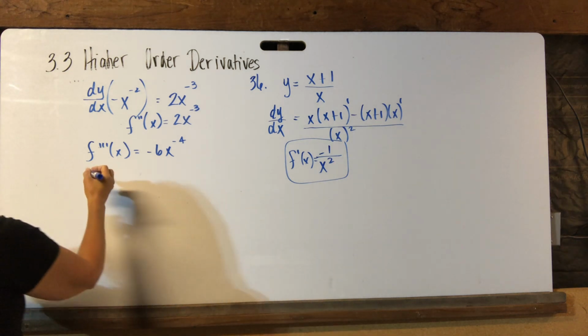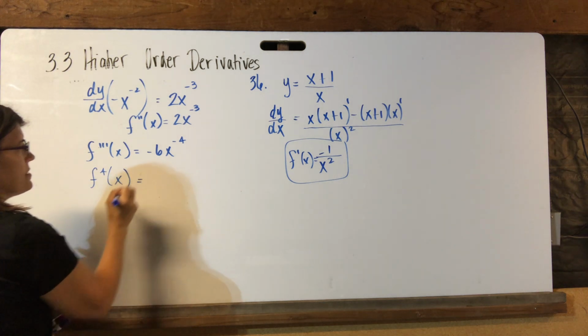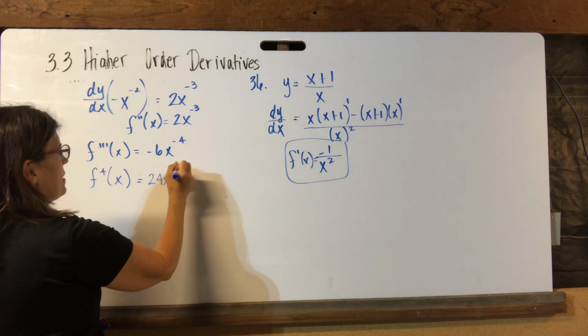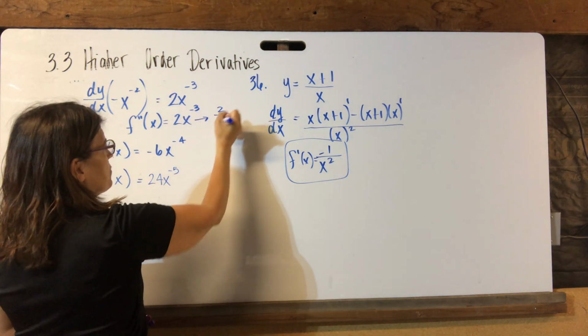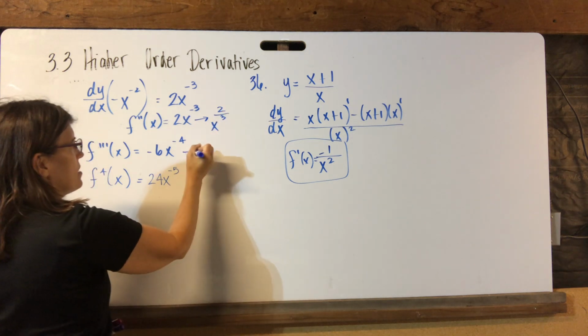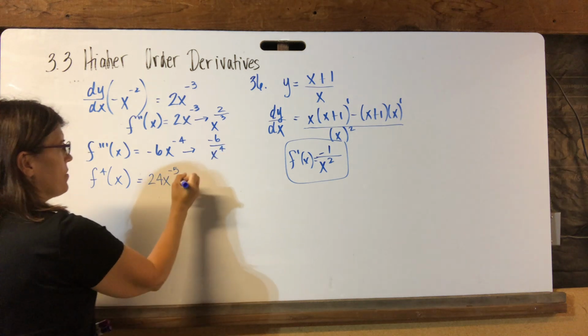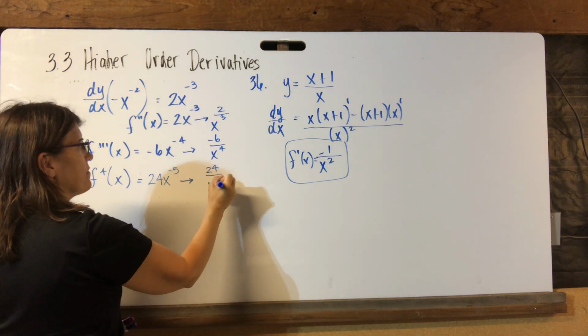No, this is right. Okay, and then the fourth derivative is equal to 24x to the negative 5. So let's rewrite this as 2 over x cubed, negative 6 over x to the 4th, and 24 over x to the 5th.